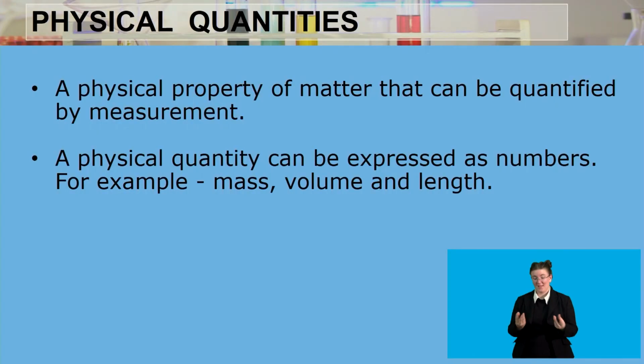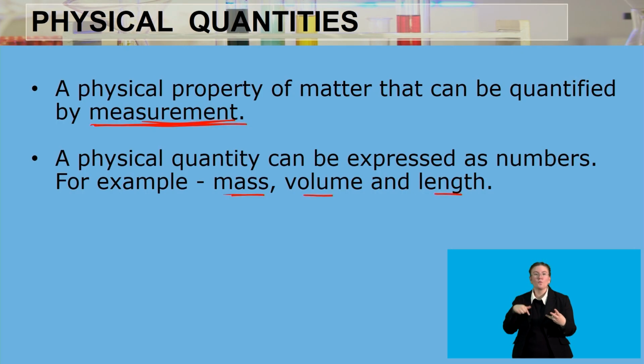So what is a physical quantity? How do we define it? We define a physical quantity as a physical property of matter that can be quantified by measurement. So all the physical quantities can be quantified by measurement. What do I mean by that? A physical quantity can be expressed as numbers, for example, mass, volume, and length.